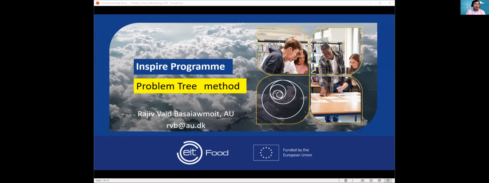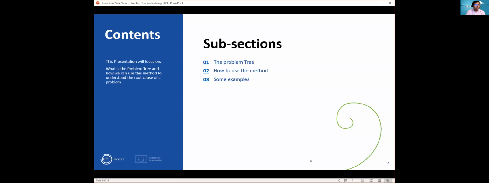Hello, everyone. So today we're going to be seeing the problem tree method and how this can help you in analyzing problems. So what we are going to be covering is what is the problem tree, how do we use the method, and again we'll look at some examples towards the end of this.